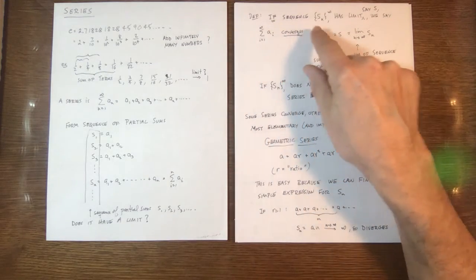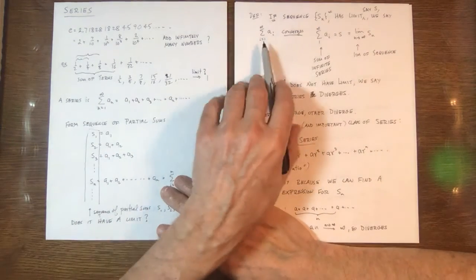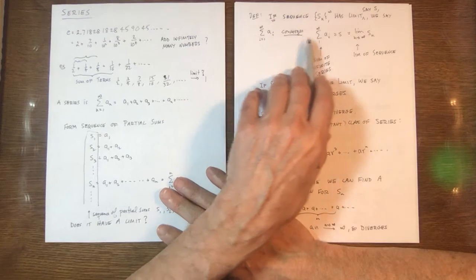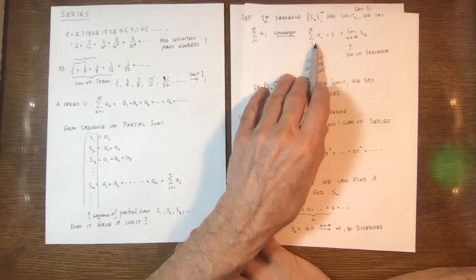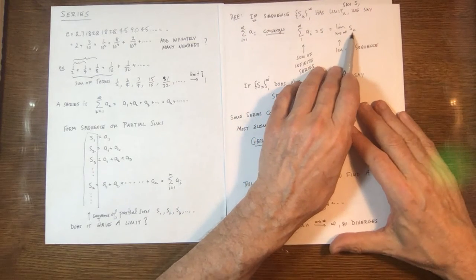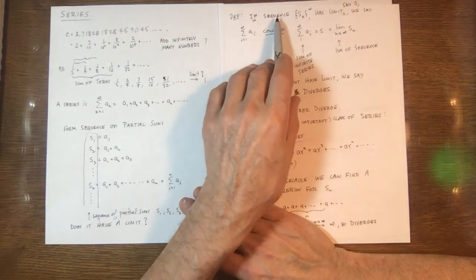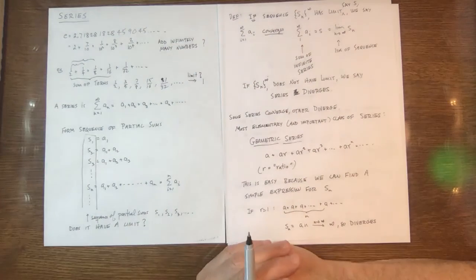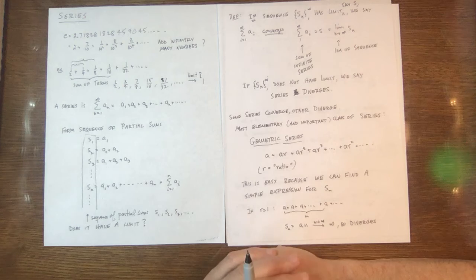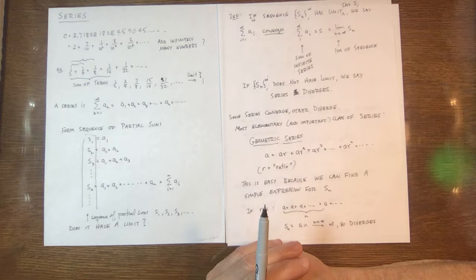So we define, in this situation, if this sequence of partial sums has a limit, then we say the infinite series converges to whatever that limit is. By definition, the sum of this series is the limit of the sequence of partial sums. Call it S. If the sequence of partial sums does not have a limit, then we say that the series diverges. So it either converges or it diverges. Some converge, some diverge.